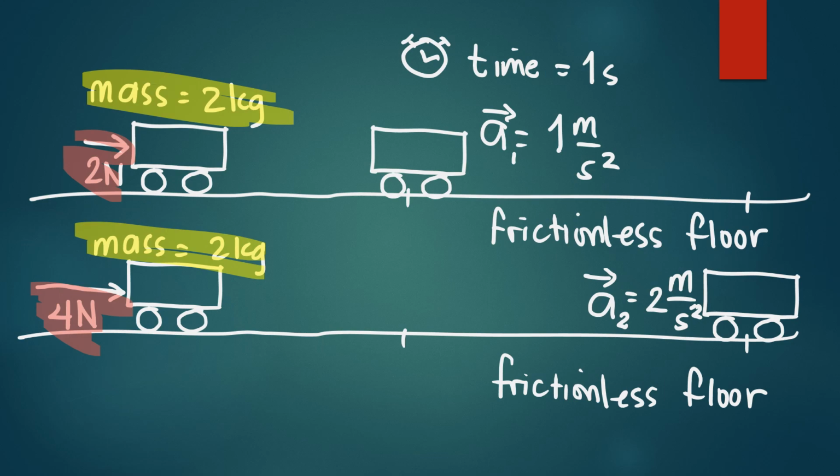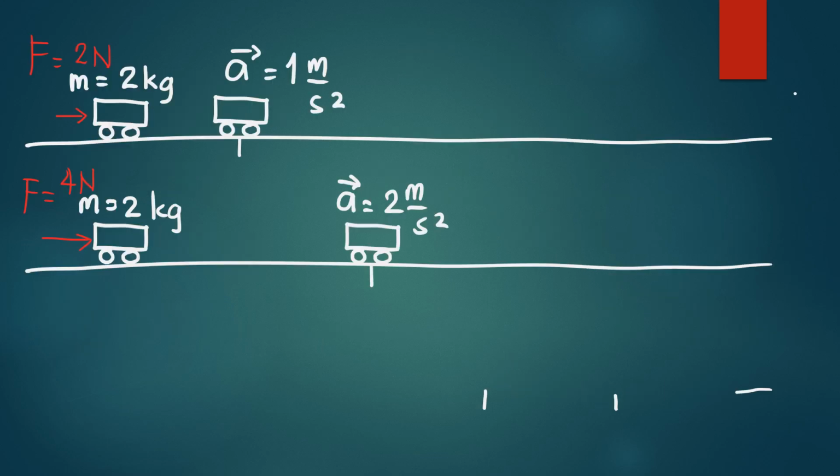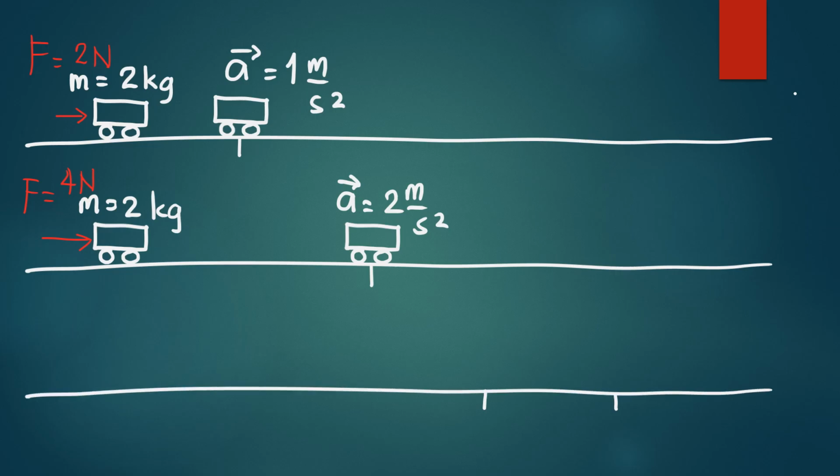Now let's introduce a third cart in the situation. Cart 3 has a mass of 2 kilograms, similar to the masses of cart 1 and cart 2. However, it is exerted with a force of 8 newtons to the right. Compare the effect of this force to the first two carts.